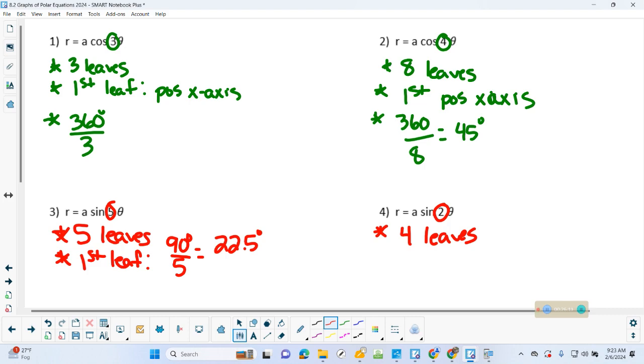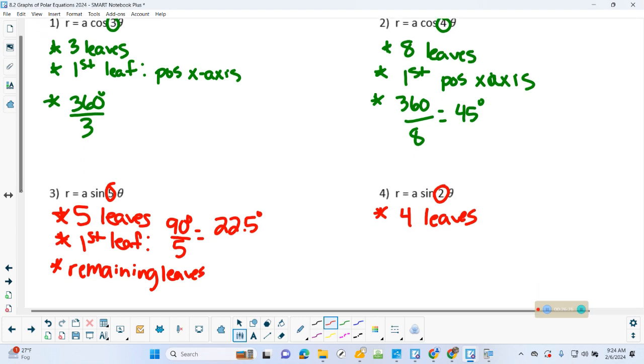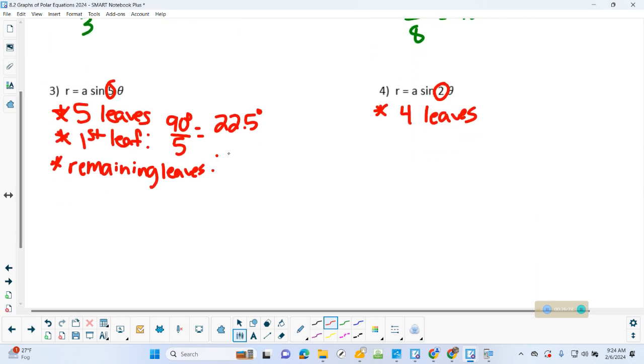Now, to get the remaining ones, it's still the same thing as on cosine. A full circle is 360. So I'm going to put remaining leaves. We're going to do 360 divided by 5.